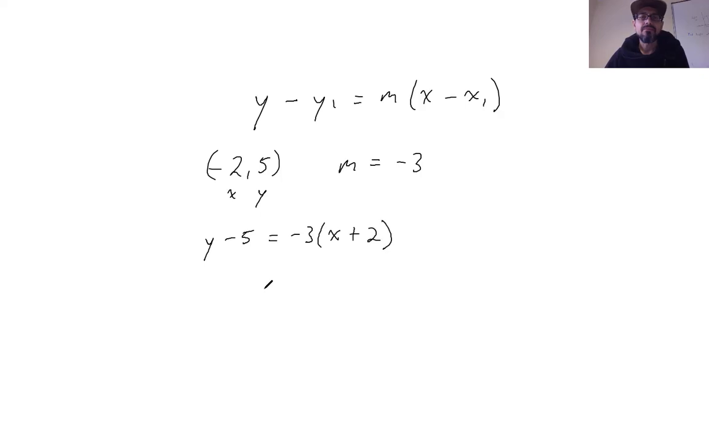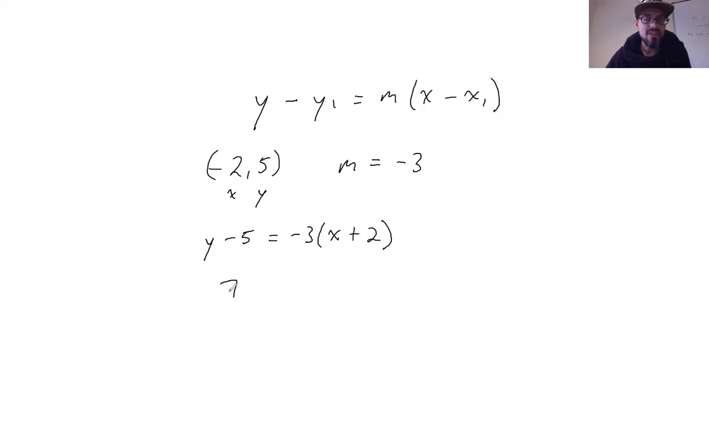And that's it. One more time. Y, opposite sign of the y value, so y - 5, equals slope, which was -3, open bracket, x, opposite sign of the x value. That's it. It's really super easy if you just follow that pattern.